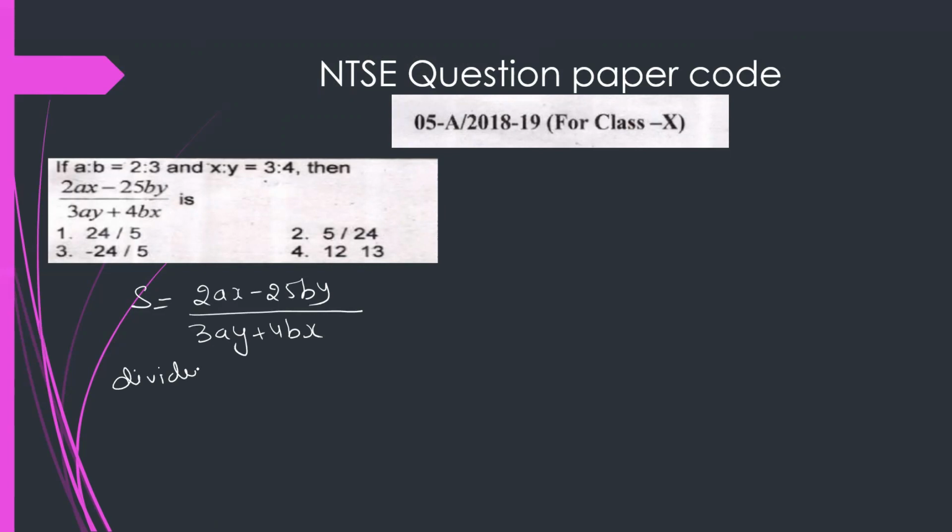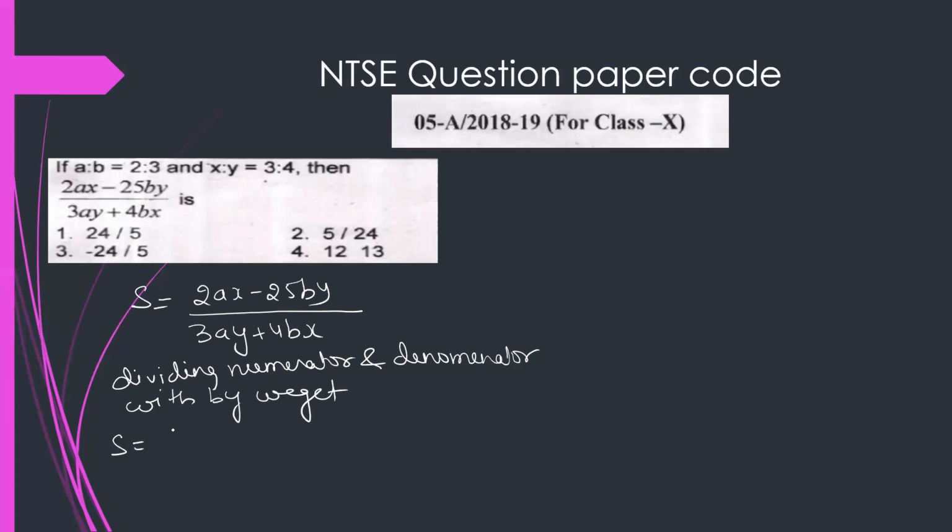Dividing numerator and denominator by by, we get s equals 2ax minus 25by over by upon 3ay plus 4bx upon by.